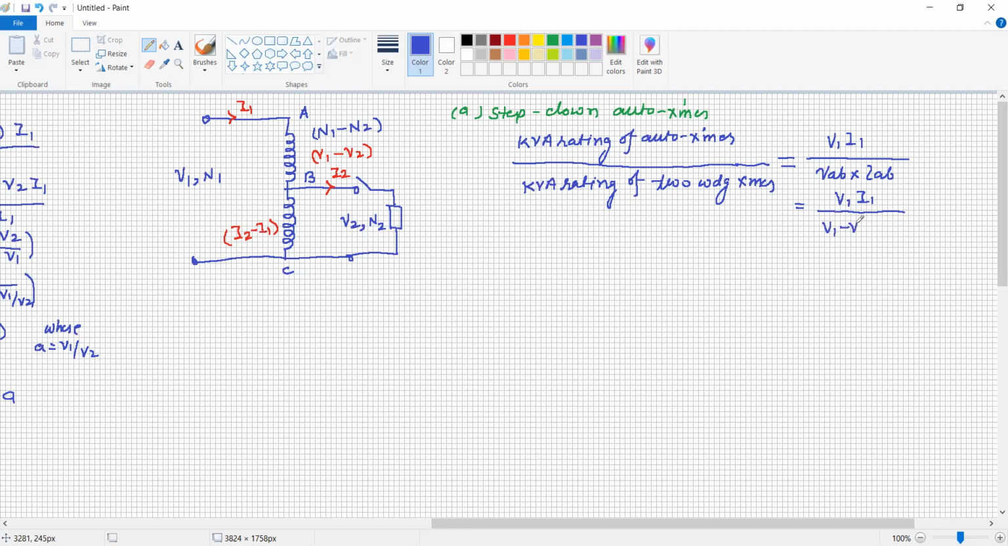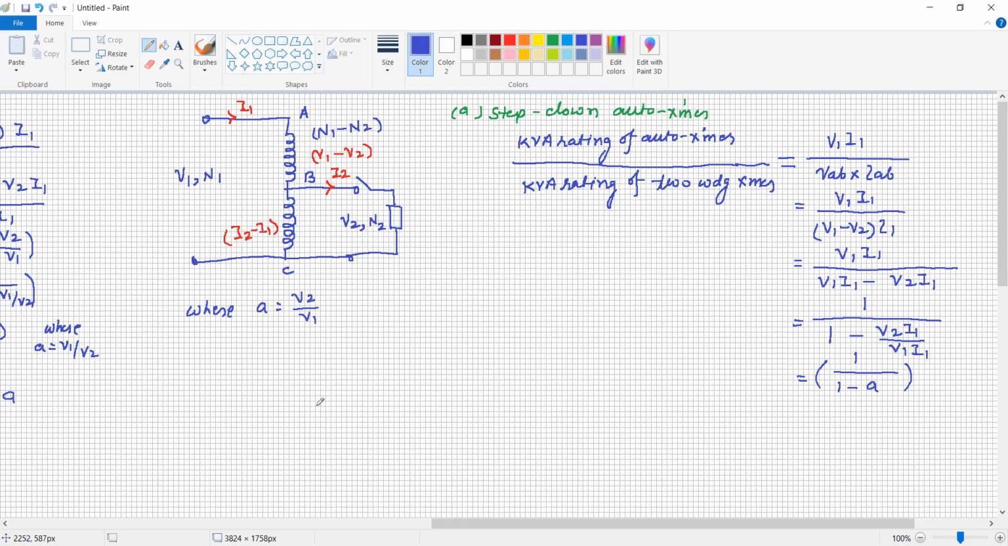It is V1 minus V2 into current IAB, and IAB is again I1, which is equal to V1 I1 divided by V1 I1 minus V2 I1. Dividing by V1 I1, in the numerator we get 1, and in the denominator 1 minus V2 I1 divided by V1 I1. I1 gets cancelled, so it is 1 upon 1 minus A, where A is equal to V2 upon V1.